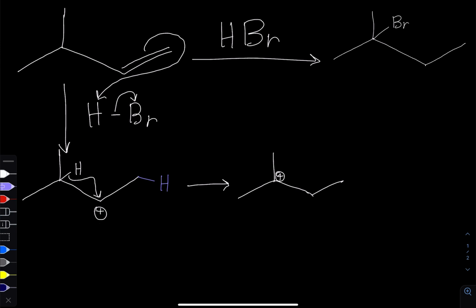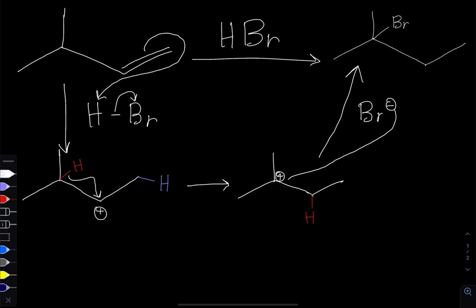And this hydrogen is now moved to over here. So that's called a hydride shift. The hydrogen and the two electrons with it are going to shift to give us a more stable carbocation intermediary. And then the bromide ion that was there is going to attack the carbon that's positively charged, and then we will get this product.